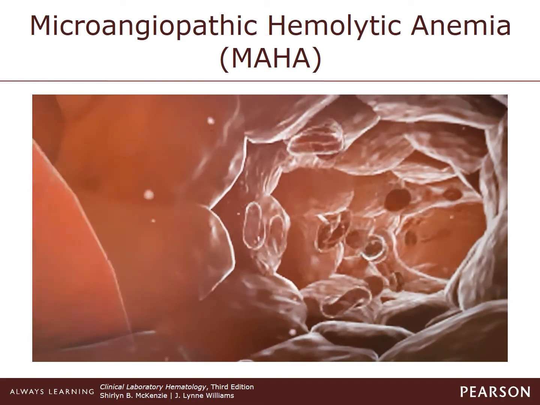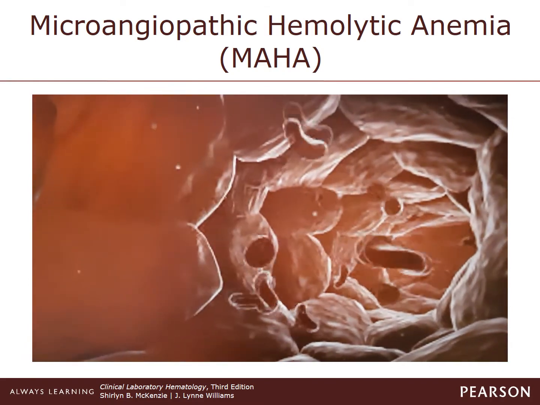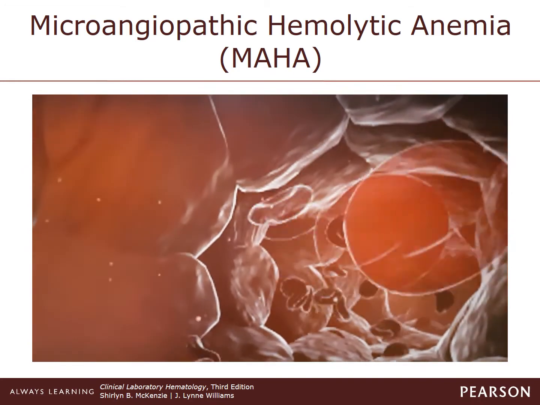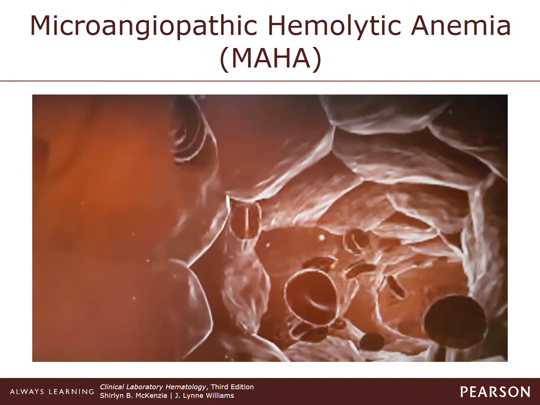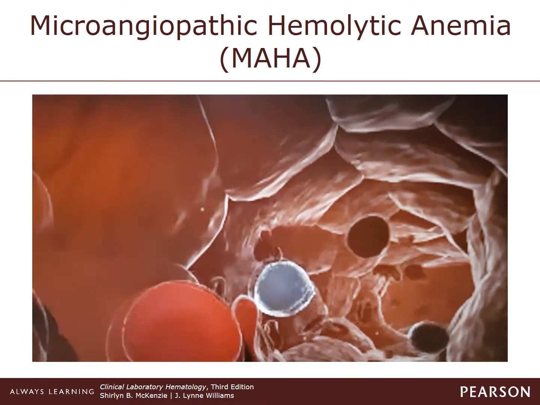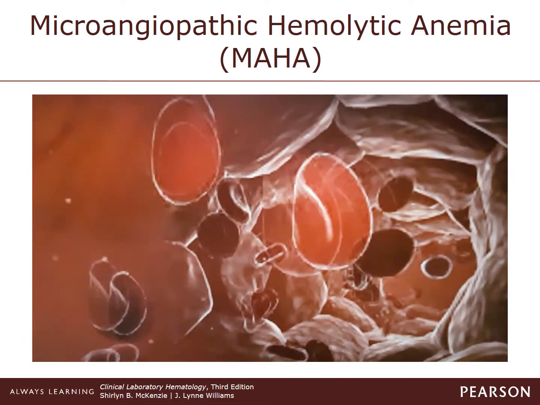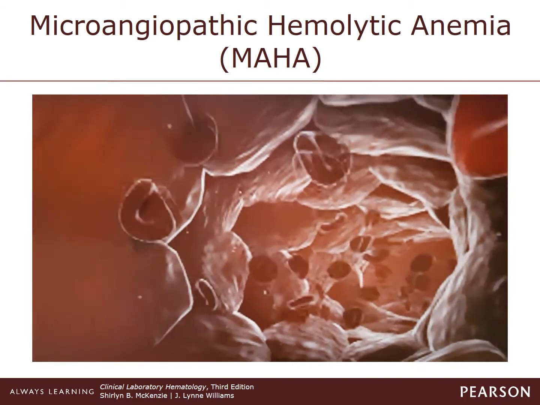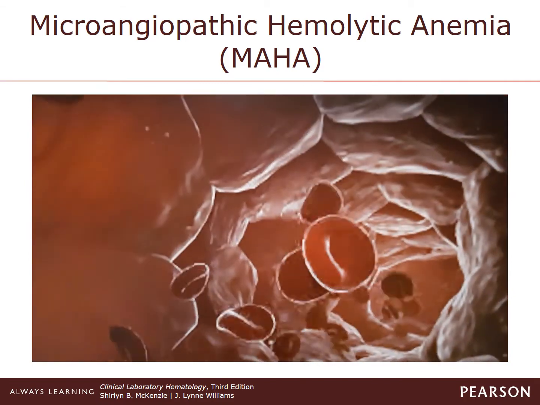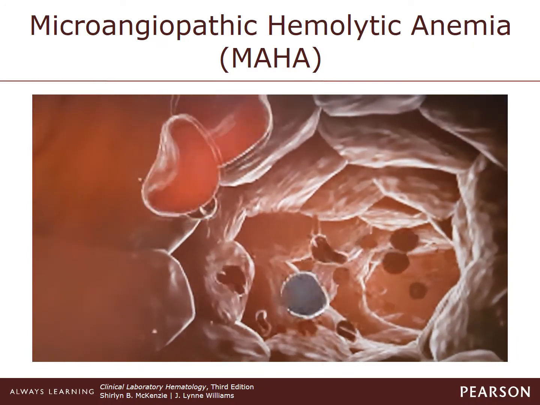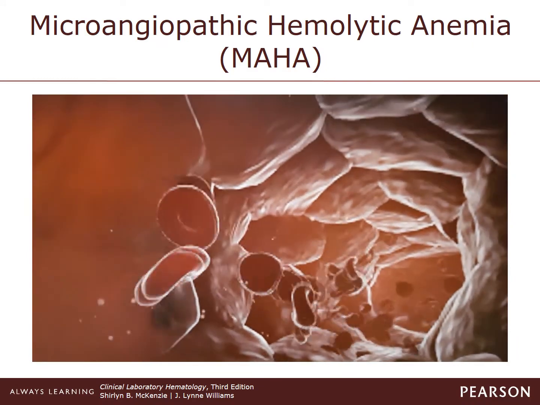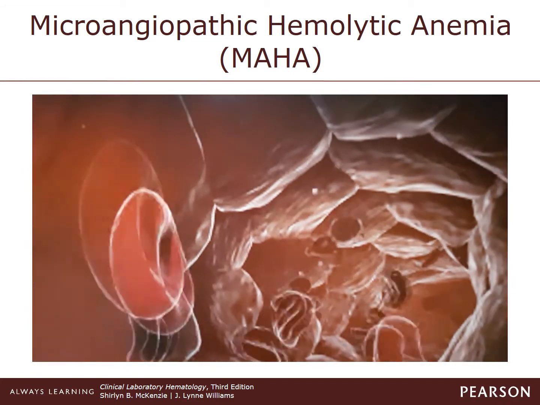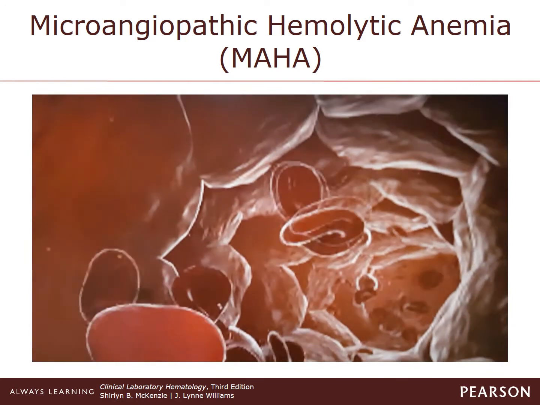Okay, let's discuss microangiopathic hemolytic anemia. It is a hemolytic process caused by microcirculatory lesions, which leads to damage of the endothelial lining of these small vessels. Deposition of platelets and fibrin within the microvasculature cause thrombus formation within these blood vessels. When red cells are forced through these, they fragment, causing schistocytes.